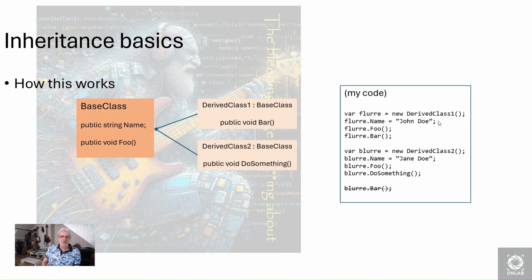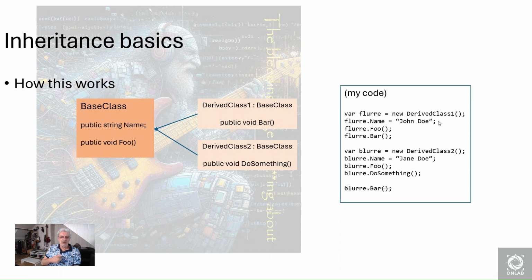The same thing goes when we instantiate a new instance of derived class 2, which we call blurr. Blurr also has access to the name property and the foo method, and blurr can use its own do something method. Please note two things. First of all, both Flutter and Blurr get their own instance of the base class. So if we set Blurr name to Jane Doe, our Flutter name will still remain John Doe, which is what you'd expect from .NET Framework anyway.